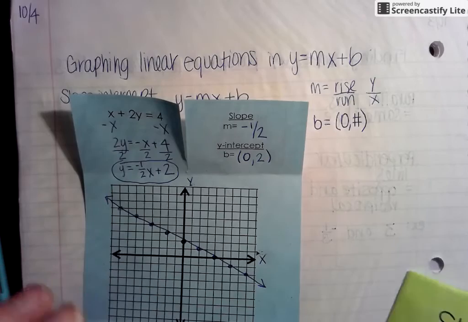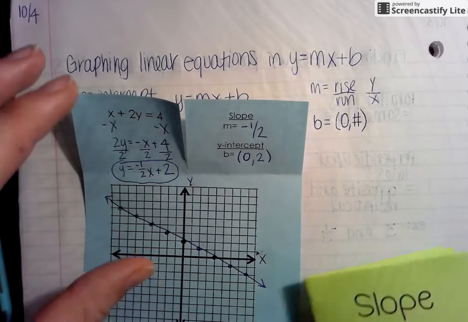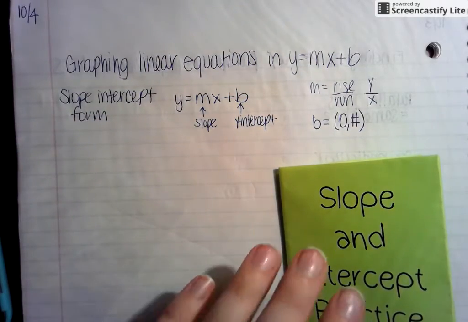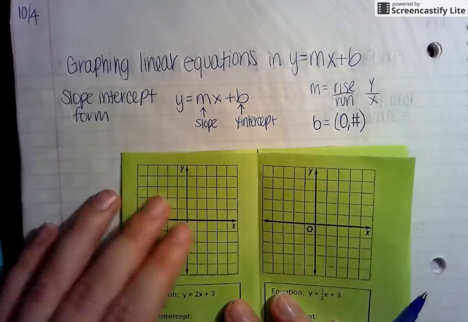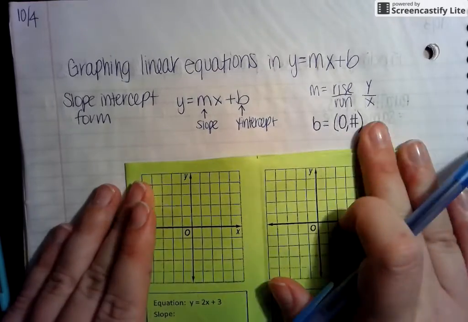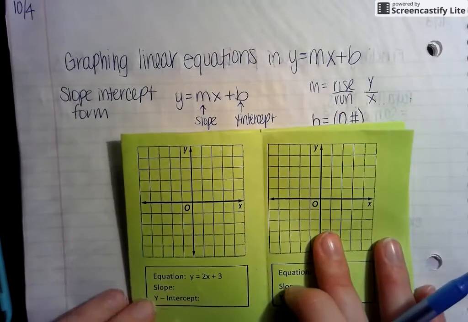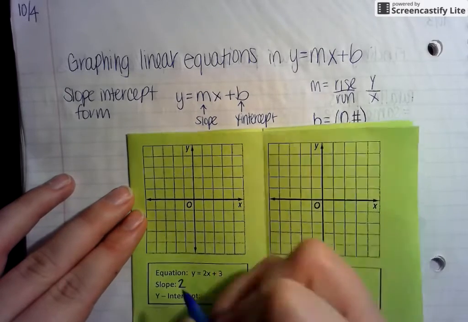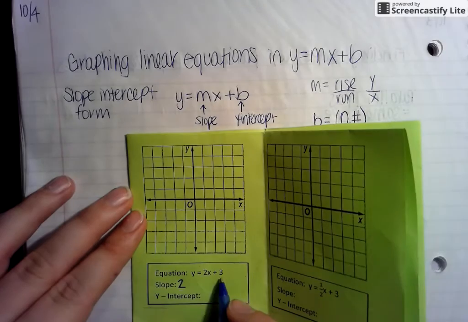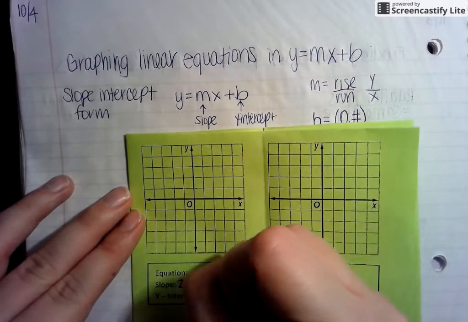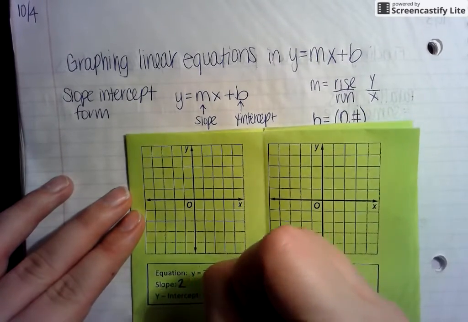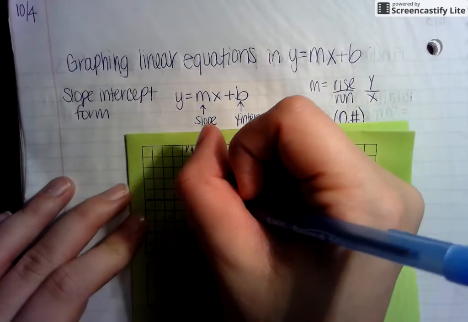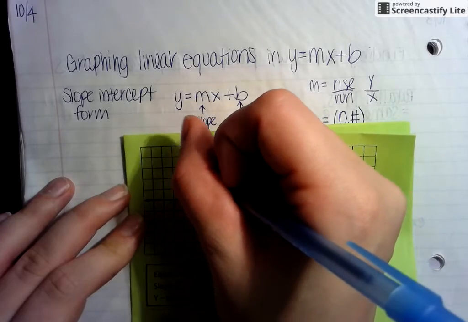Now, for some more practice, you want to look at the slope and intercept practice booklet. So we're going to follow the same steps. Let's look at our first one. So we have y equals 2x plus 3. We want to identify our slope, which is 2. We want to find our y-intercept, which is 3, but we're going to write it as 0, comma 3. We always want to first plot our y-intercept, so at 0, 3. So we're going to go up 1, 2, 3.